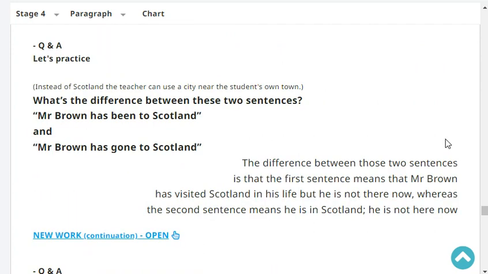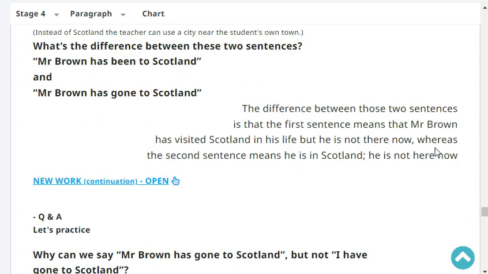What's the difference between the two sentences? Mr. Brown has been to Scotland and Mr. Brown has gone to Scotland. The difference between those two sentences is that the first sentence means that Mr. Brown has visited Scotland in his life, but he is not there now. Whereas the second sentence means he is in Scotland. He is not here now. Very good.